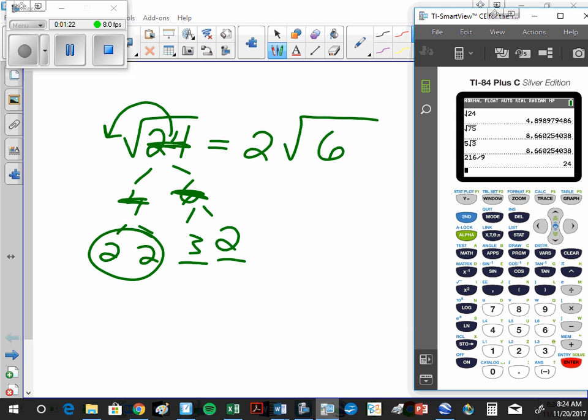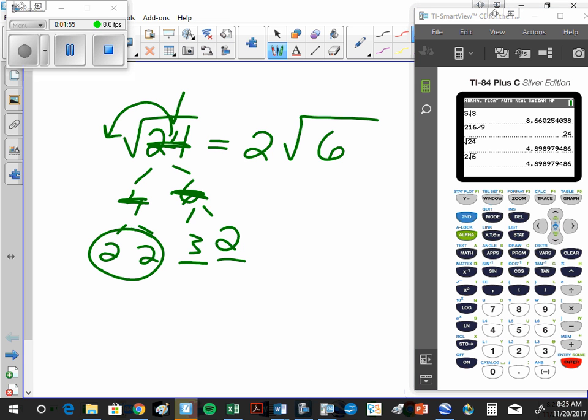And let's just try it to make sure. So the square root of 24, and then 2 square root of 6. And I get the same number. And what we're really doing is taking out the perfect squares. So the perfect squares are 1, 4, 9, 16, 25, 36, and so on. 7 times 7 is 49. 49 is a perfect square. 8 times 8 is 64. So 64 is a perfect square.